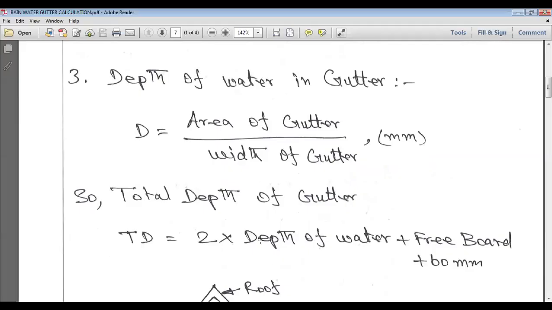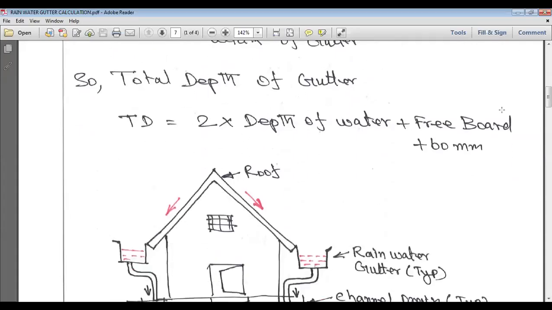Why 2 times the depth of the water? As I already told in the drainage pipe size, we have to put 2 times the size. That concept is considered here too, so that if heavier rain happens, overflow will not happen. That's why we consider 2 times the depth of the water. This is the total depth formula.